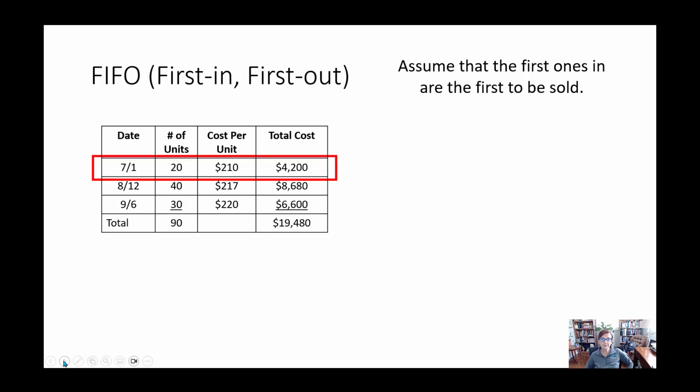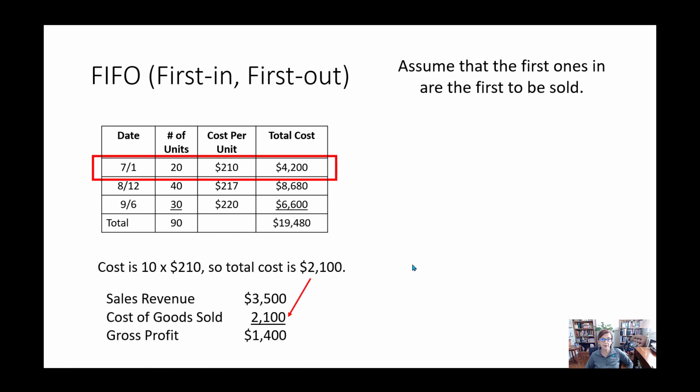So let's take a look at FIFO. FIFO says the first units to come in are the first ones to be sold. The first ones that we bought are the first ones to be sold. So the first ones we had, the oldest ones, are from July 1st. So we're going to assume that the 10 units that we sold came from this beginning inventory. So it cost us 10 units times $210, so our total cost is $2,100. Remember, our sales revenue is $3,500. Our cost of goods sold is $2,100. So that gives us gross profit of $1,400. This is what will be reported on their income statement.